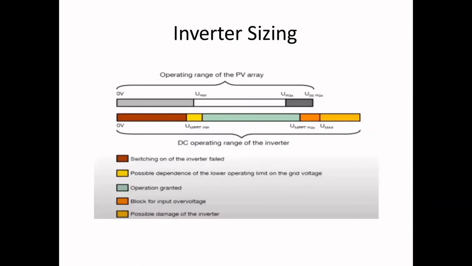Next, the inverter sizing. Mostly we have only solar panels and inverters in the total system. So we have to size the inverter according to the solar panel and according to the input we fix, and also the output we expect out of the system. This is the minimum value.